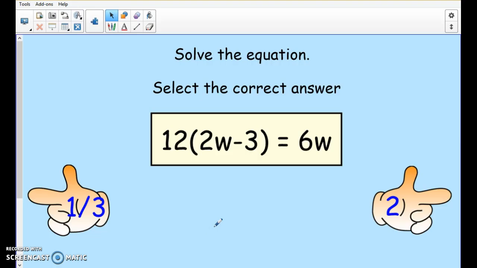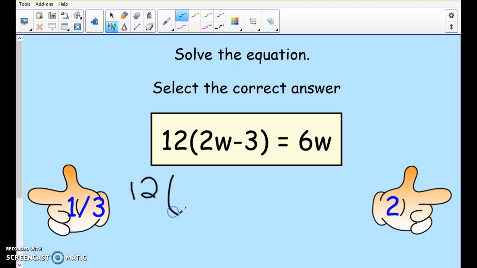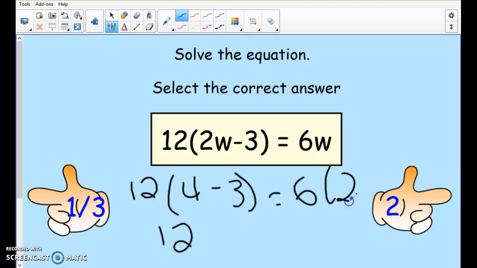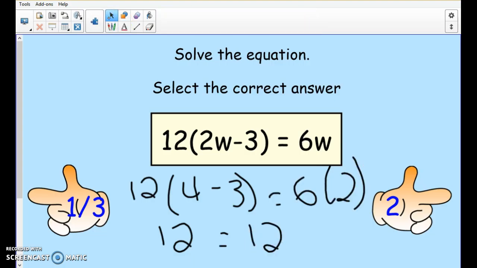Go on to the next one. I don't want to deal with that third, so I'm going to hope that it's the 2 over here. So I have 12 times 2 times 2 is 4, minus 3. 4 minus 3 is 1. 12 times 1 is 12, equals 6 times 2, which is 12. So 12 equals 12. I'm good. So I know it's the 2.